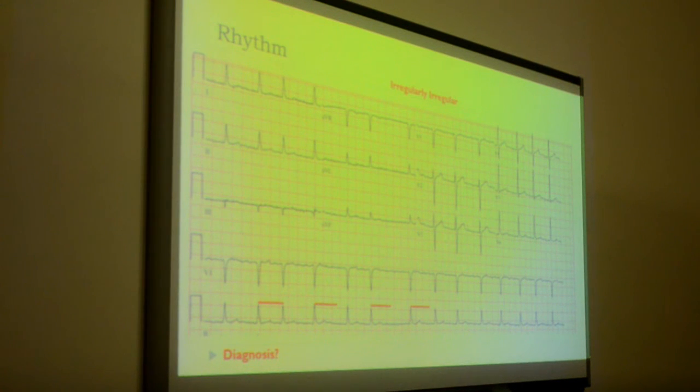Regarding the rate, is it possible to have a different rate? The rhythm doesn't tell you the rate. We're coming to the rate. But this is important because you want to check all the QRS complexes to make sure of the rhythm, because sometimes it could be regular, and then all of a sudden it becomes irregular, like at the last 3 QRS complexes.